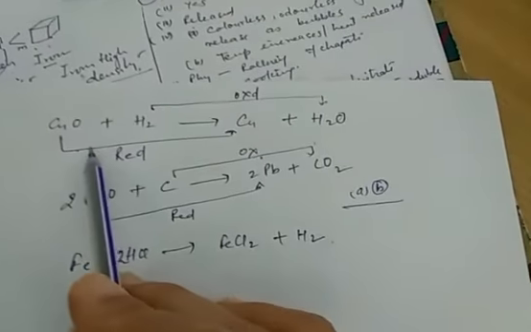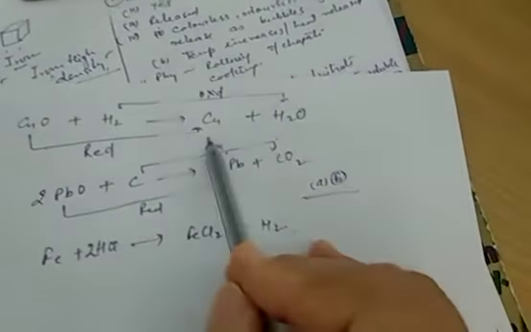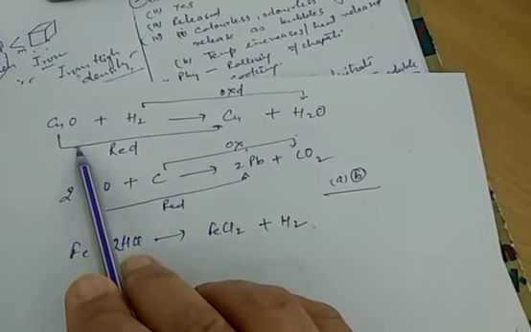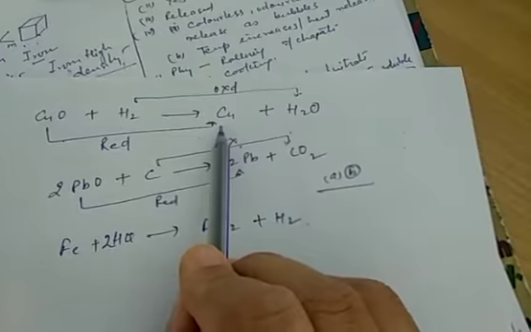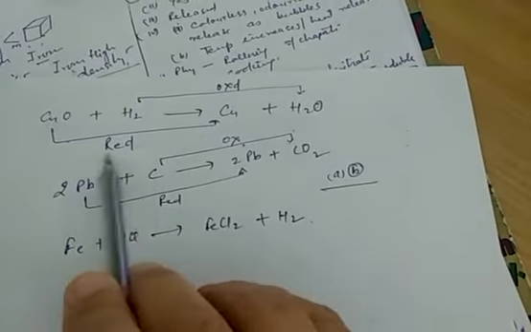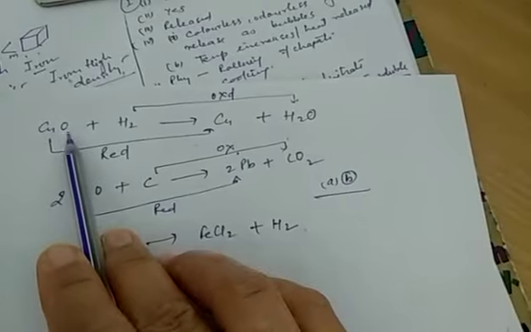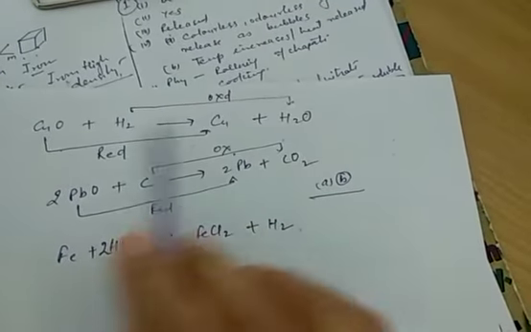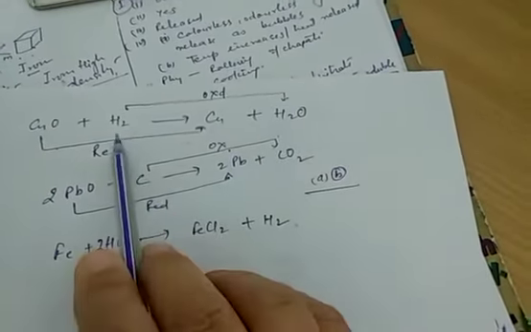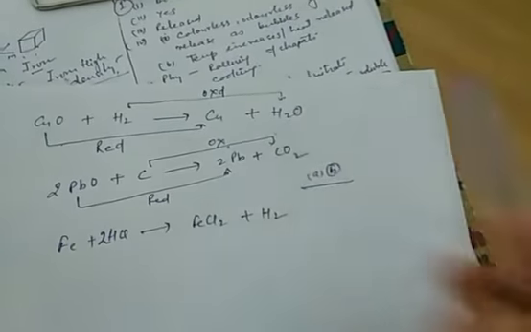Now another example: copper oxide plus H2 changes into copper plus H2O. You know very well copper oxide loses oxygen and changes into copper. So this is a reduction process, and hydrogen is taking the oxygen from CuO. So its oxidation takes place in water. So hydrogen gets oxidized here.